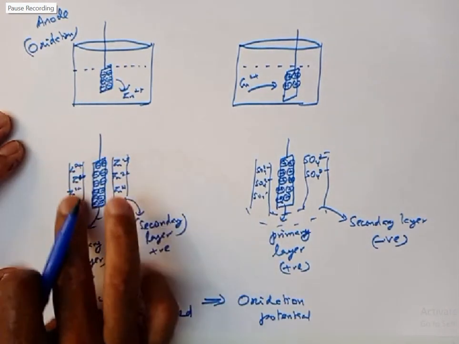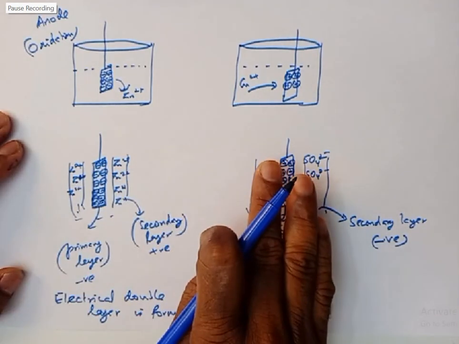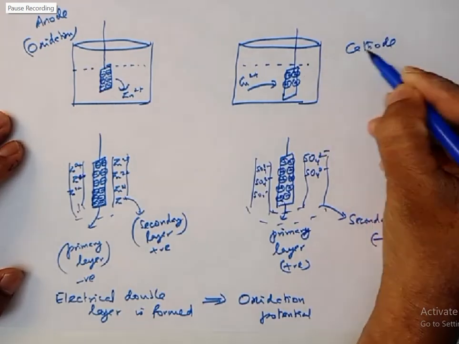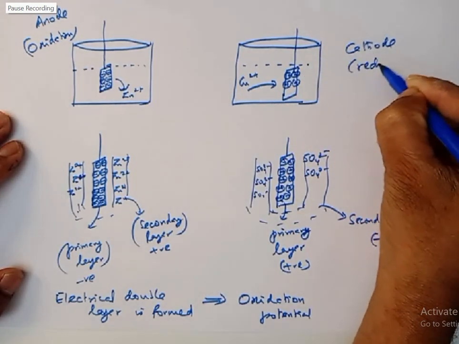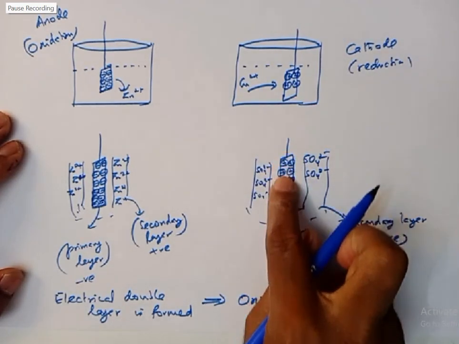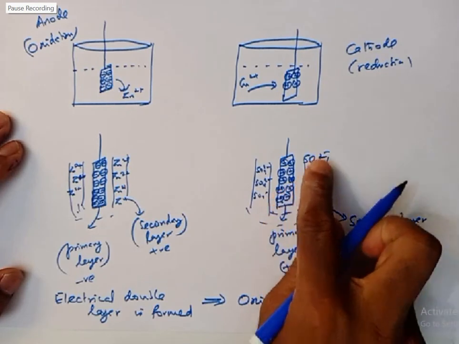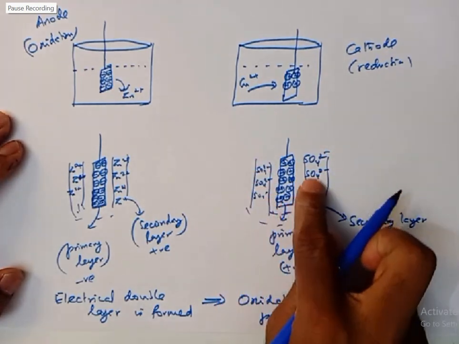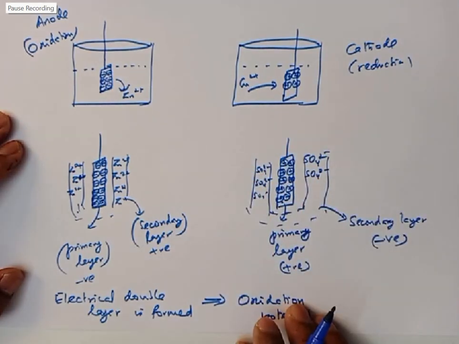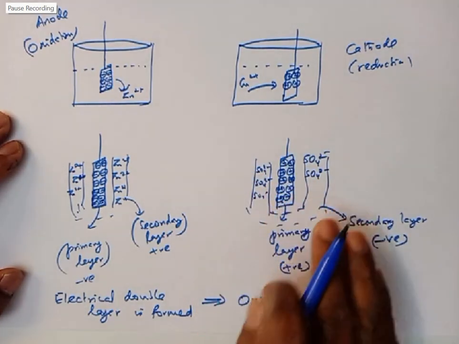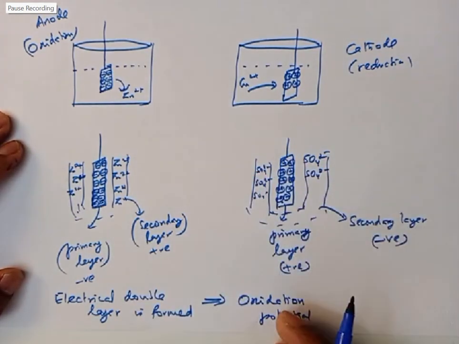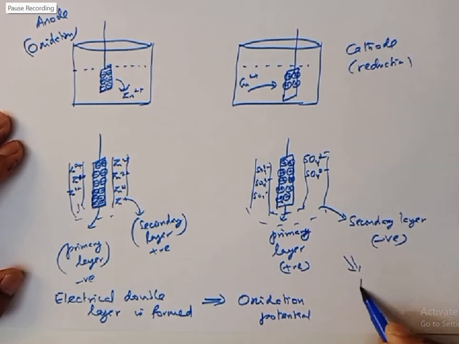Now see here, like the anode where we get an electrical double layer, similarly at the cathode also. Here this is the cathode. Copper acts as the cathode, where the reduction reaction takes place. Because of the reduction reaction, you will get a primary layer of positive charge on the electrode and a secondary layer of sulfate ions, which come closer to the electrode and form a secondary layer. So you get an electrical double layer here also. Because of this electrical double layer, another potential is set up here, and that potential is what we call the reduction potential.